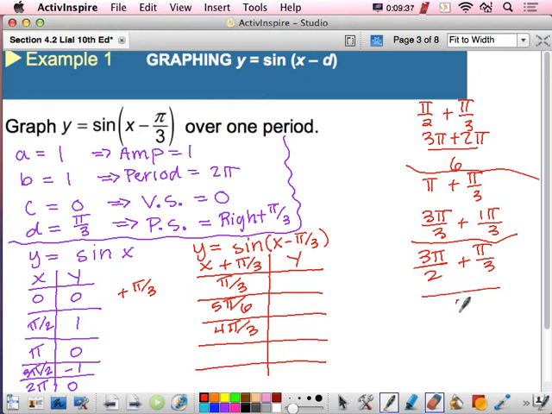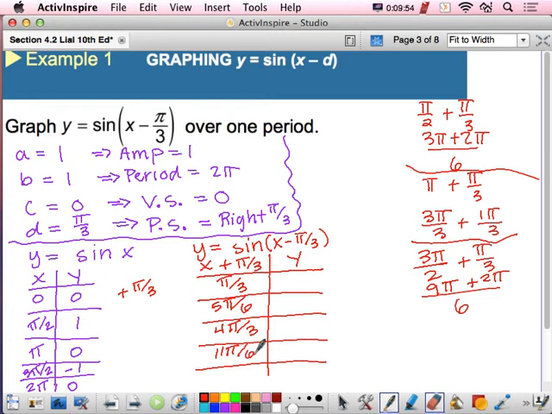Get a common denominator of 6. Multiply this one by 3, right? Which is what? 11 pi over 3. Just this one. This one's going to be 9 pi over 6. And that one would be 2 pi over 6, for a total of 11 pi over 6.